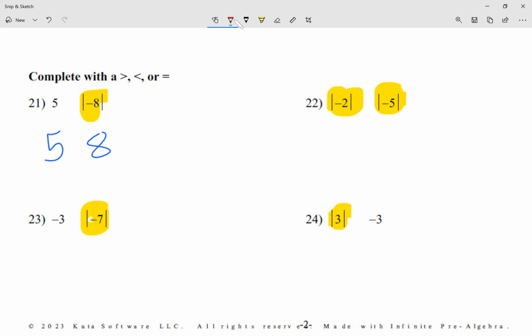So my inequality sign will look like a mouth that is trying to eat the 8. It wants to eat the bigger number. Because the smaller number is written first, we read this as 5 is less than 8.